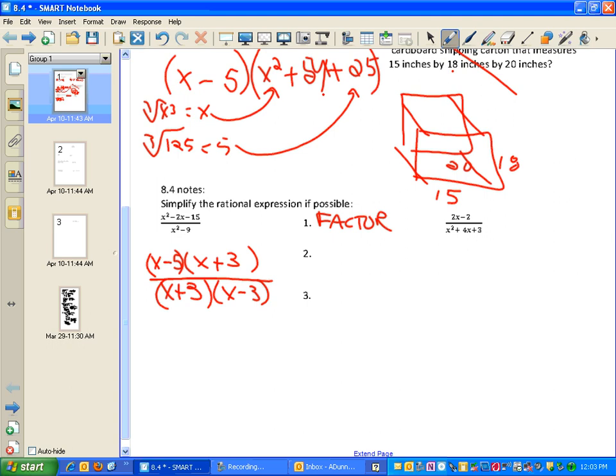Okay, so we factored. Now, look for common factors to cancel. In other words, what exists in the numerator and the denominator? So we can't cancel if we're adding, unless we can take out of every single term. But when we're multiplying, if we're multiplying by something in the top and something in the bottom, those reduce. Okay? So what am I multiplying the top and the bottom by? X plus 3. So they reduce out.